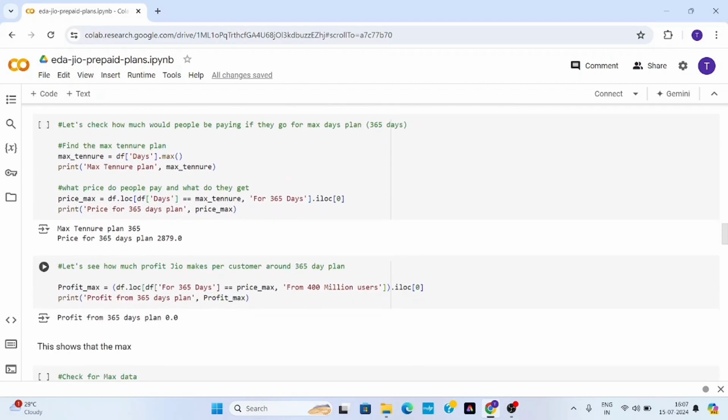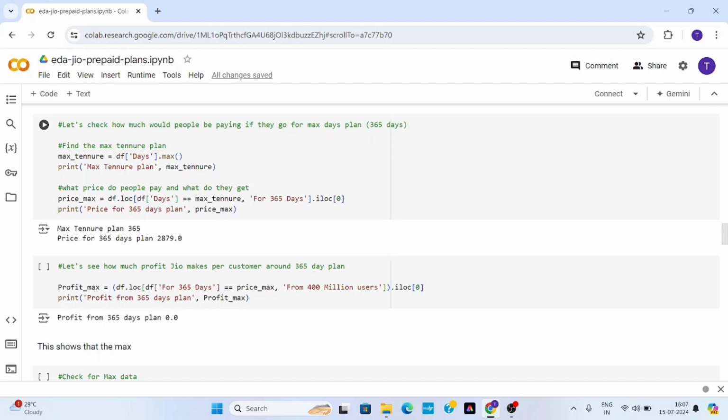Next, the maximum tenure plan, which means the plan that runs for the maximum days, like 365 days. For a year, there is an annual plan, right? It is the maximum tenure plan. We are going to find it using this data set. Just see the days column's max value. You can find the max tenure and also the plan price. For 365 days, it is around 2,879.